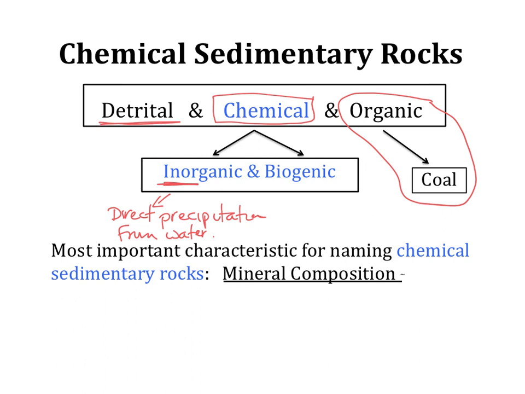The other group are called biogenic. They're sometimes called organic as well. This is when an animal makes a shell, and the shell becomes part of the rock.